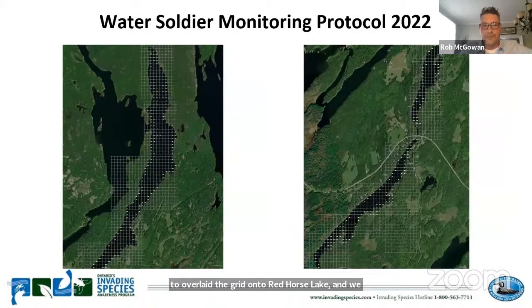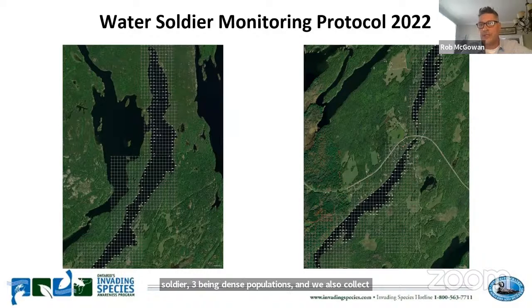So you can see here, basically, we had the lake, overlaid the 50 by 50 meter grid. Each point intercept has a unique identifier, and we collect certain information at each point intercept. So we collect the water depth, the water soldier value from 0 to 3, 0 being no water soldier, 3 being dense populations. And we also collect some community information.